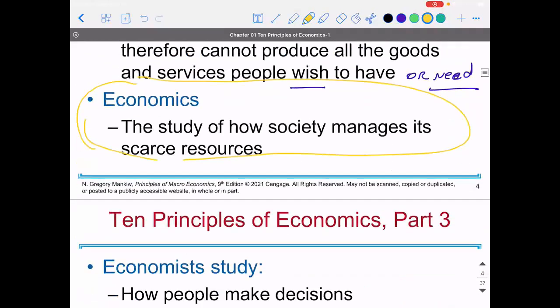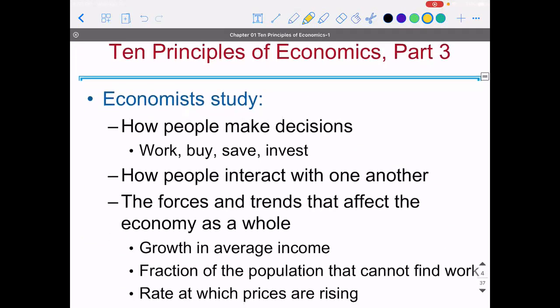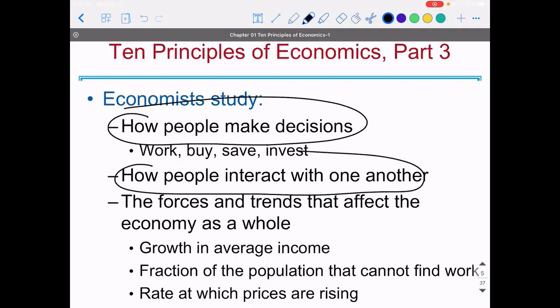Now, these are the three things I already have talked about. There are three areas where economists act in the economy: how people make decisions, how people interact, and how that all works in the economy as a whole. So again, these 10 concepts are all going to be under these three categories.